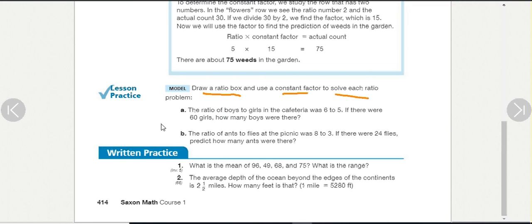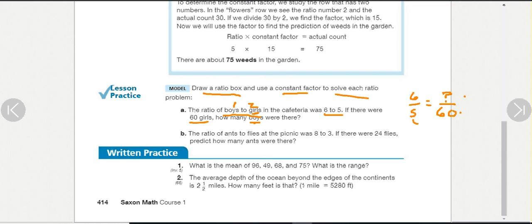Letter A, ratio of boys to girls in the cafeteria was 6 to 5. If there were 60 girls, how many boys were there? So here's the question. Girls, and we don't know boys. Which one's on the top? Which one's on the bottom? You follow the order. Boys to girls, 6 to 5. So boys is the one we don't know. Girls, because girls came second. Girls 60 is on the bottom.